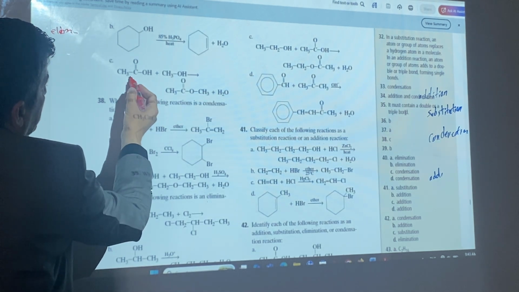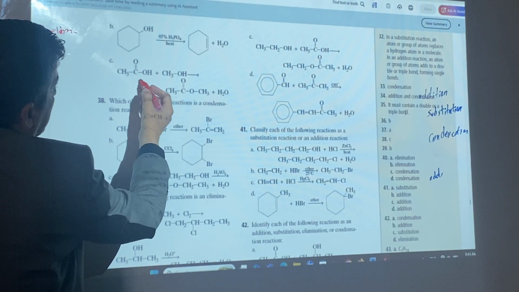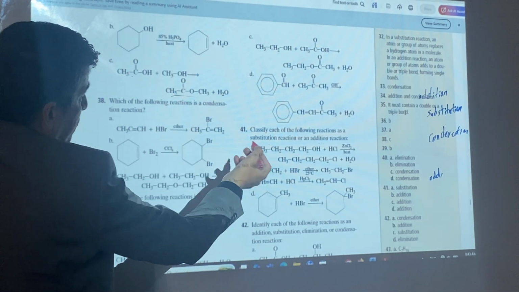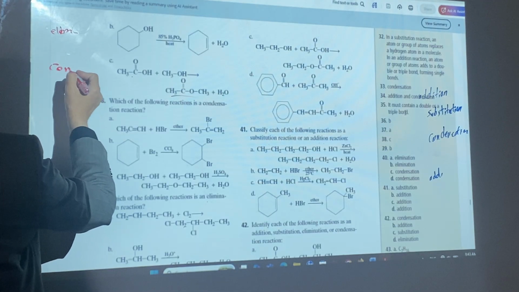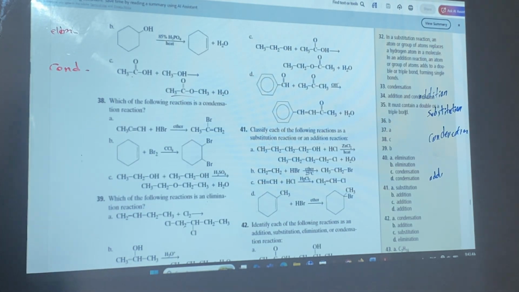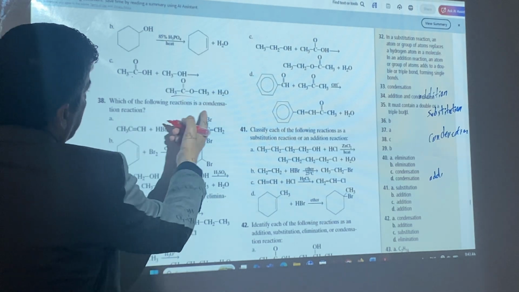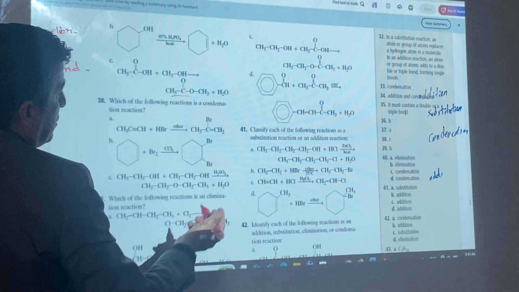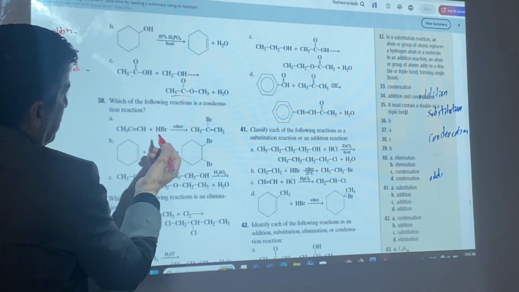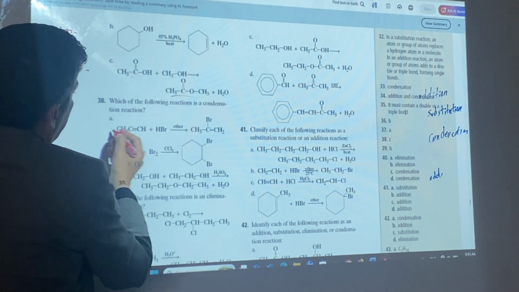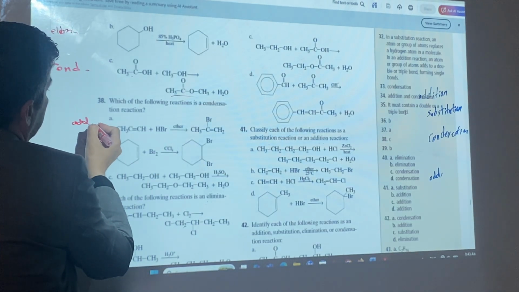reaction, and in the C equation we have 2 molecules combined producing a big molecule with water. We have a condensation reaction. Question 38: which of the following reactions is a condensation reaction? We will try to explain every one and identify every reaction. We have a triple bond changed to a double bond. We have an addition reaction here.